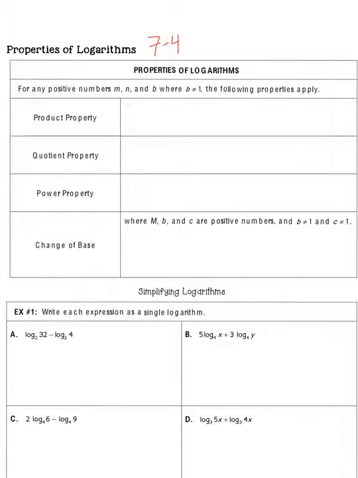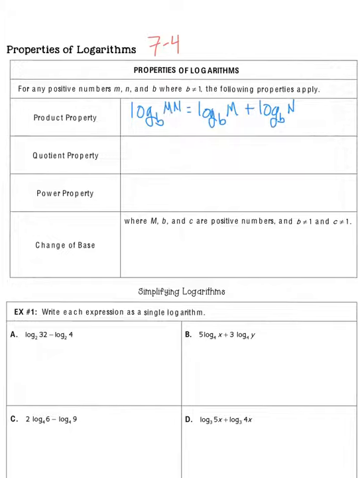So the product property basically says that if you have a log of any base and you have two things that are being multiplied, you can expand or tear that log apart, if you will, into two logs with the same base, but they're being added. And the vice versa is true as well. So if you have two logs that are being added and they have the same base, the things that you're taking the logs of can be multiplied together.